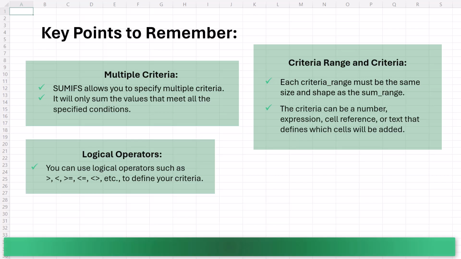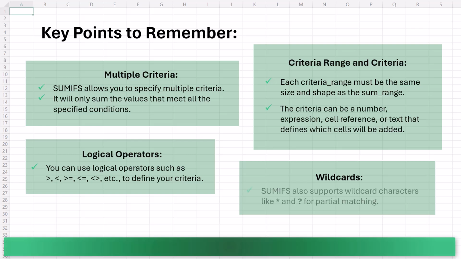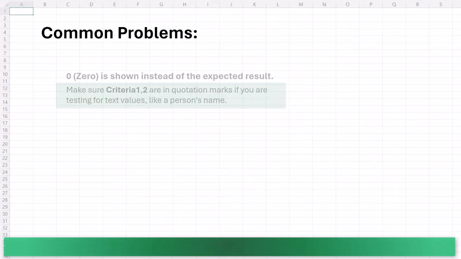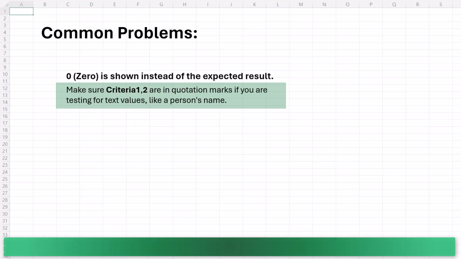One of the coolest features of SUMIFS is the use of wildcards. You can use an asterisk or a question mark if you need to do partial matching when summing things up. Very quickly, some of the common problems you might experience is to see a zero, which is usually an unexpected result. Just make sure that criteria 1 and 2 are in quotation marks if you're testing for text values like a person's name or a company name.